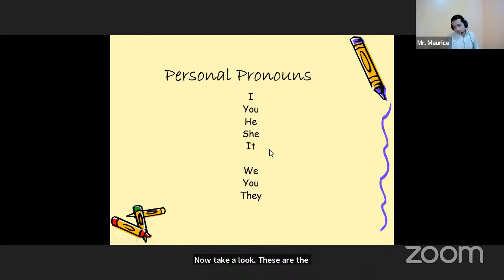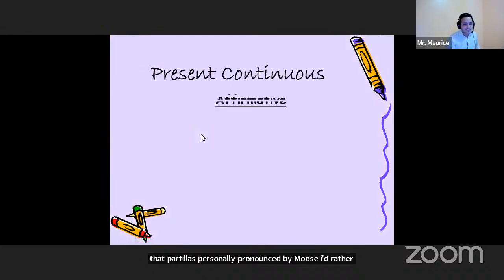Aquí tenemos los pronombres personales. Recuerdan, por favor, los pronombres personales pueden ser sustituidos o reemplazados por sustantivos. No siempre el sujeto va a ser personal pronoun. So be careful with that. A partir de los personal pronouns vamos a trabajar lo que es present continuous. Alright? So, take a look.